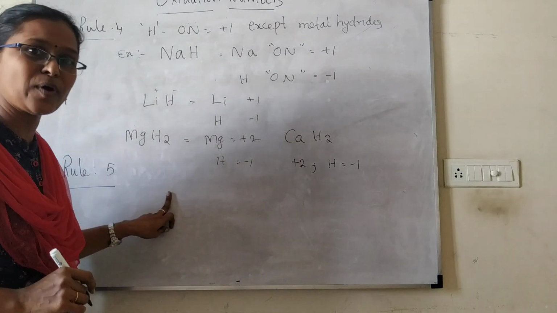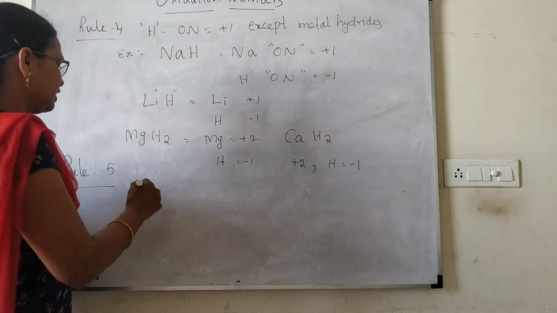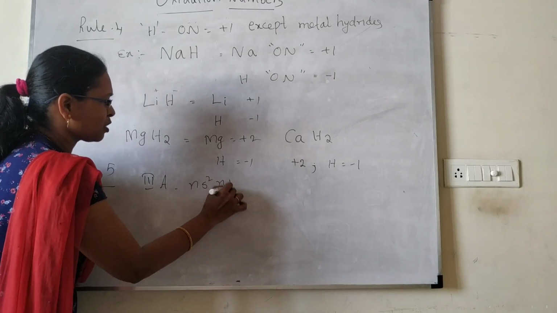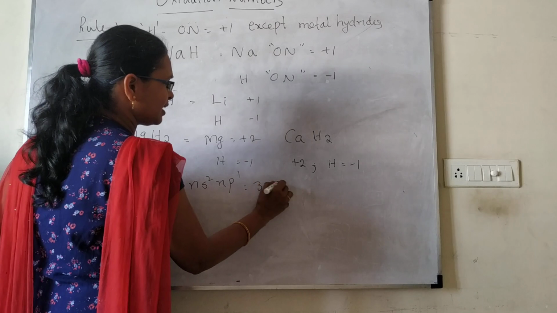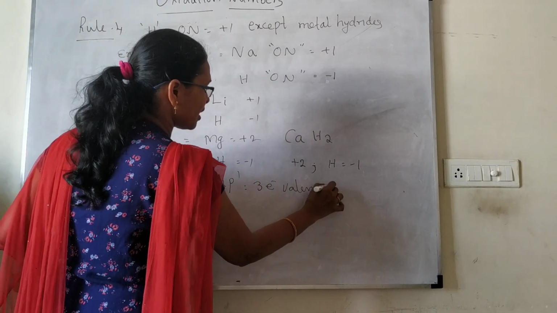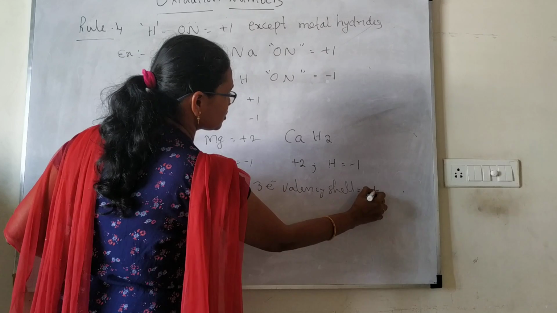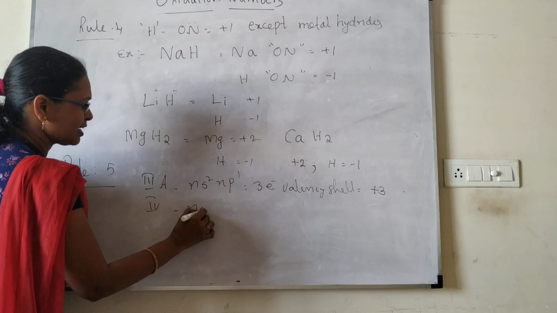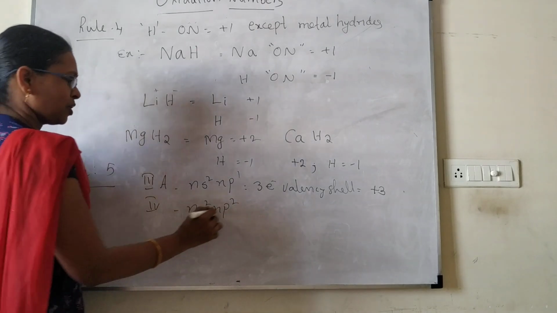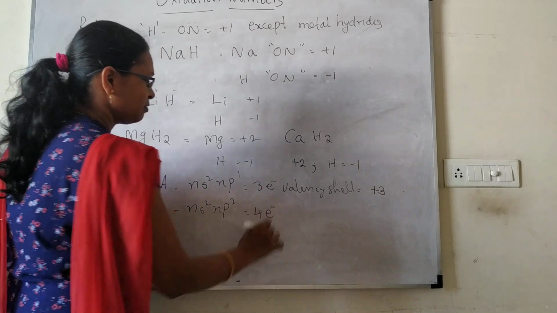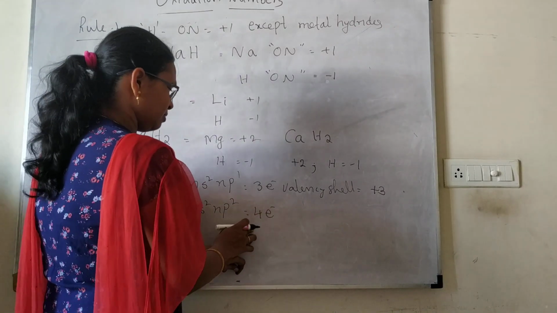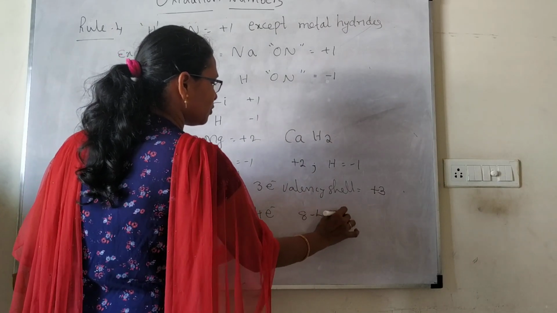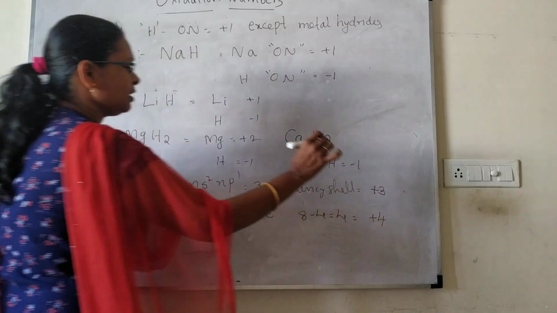See, we discussed the 1A and 2A group elements, right? The next continuation I am saying. Third A group, ns2np1 is the outermost configuration. So 3 electrons in the valency shell, right? So valency is equal to 3. So then +3 oxidation number. Okay, so when it is coming to the fourth A, ns2np2. Here 4 electrons are there. So 8 minus 4 is equal to 4. So we can say the oxidation number will be +4.